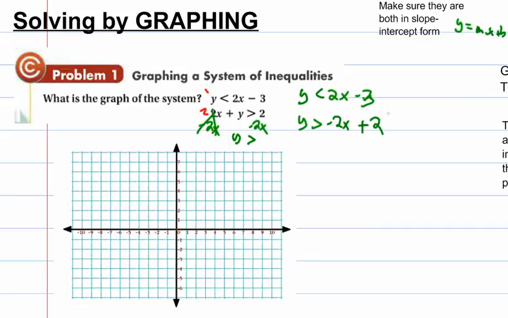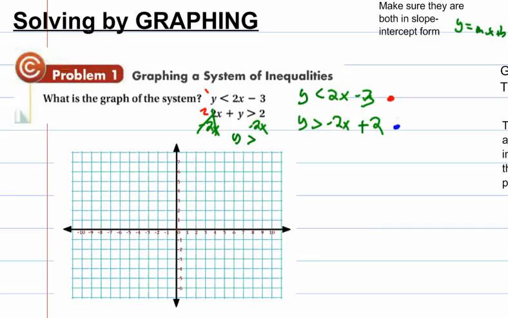Now, remember, when we're graphing inequalities, we graph it just like a regular line, and we look to see if it's dashed or solid. If it has the equal to underneath it, it would be solid. Otherwise, it's dashed. And then for the shading part, if it's a greater than symbol, we shade above it. If it's a less than symbol, we shade below it. So we're going to use red for the first one, blue for the second one.